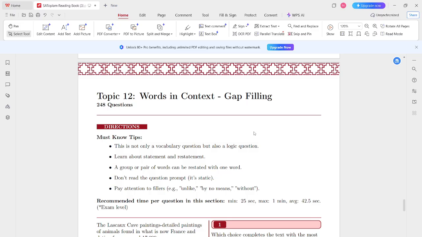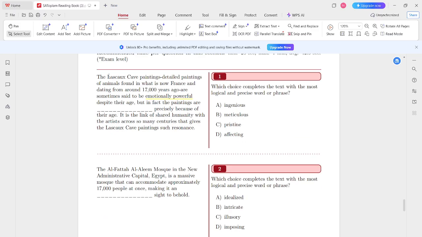The first type looks like this. This is the first type. It is gonna ask you which choice completes the text with the most logical and precise word or phrase. And there is gonna be a blank here. A word here is left out. And you will have four answer choices. You have to choose one of these answer choices so that the text becomes meaningful.